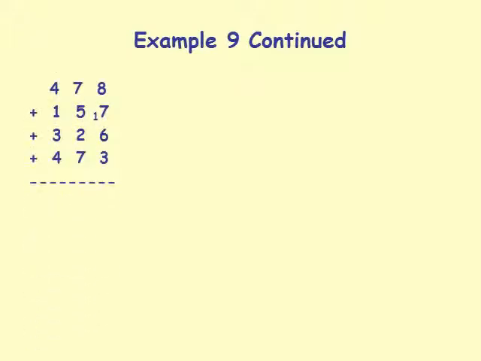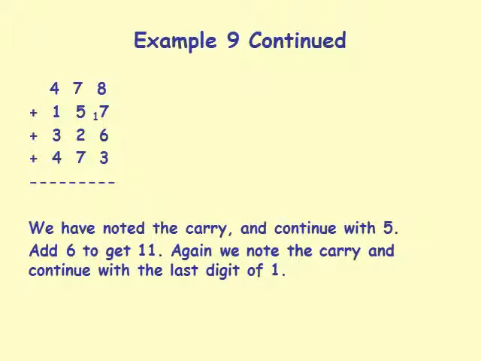Okay, so we come back here. We just note the carry here, and 8 plus 7 is 15, and we continue our sum with the 5. 5 plus 6 is 11. Again, we have a carry. We note that and continue with 5. Then we add 6 to get 11. Again, we note the carry and continue with the last digit, which is 1.